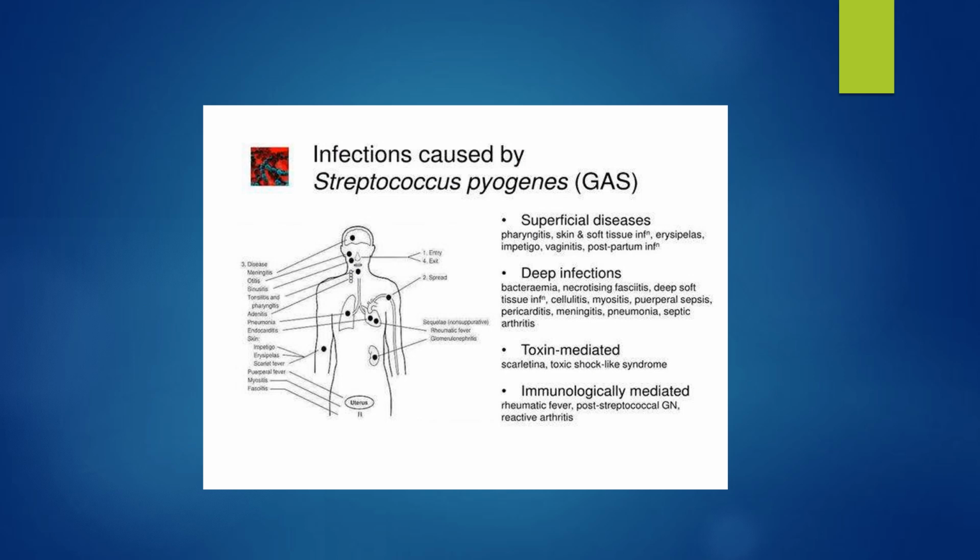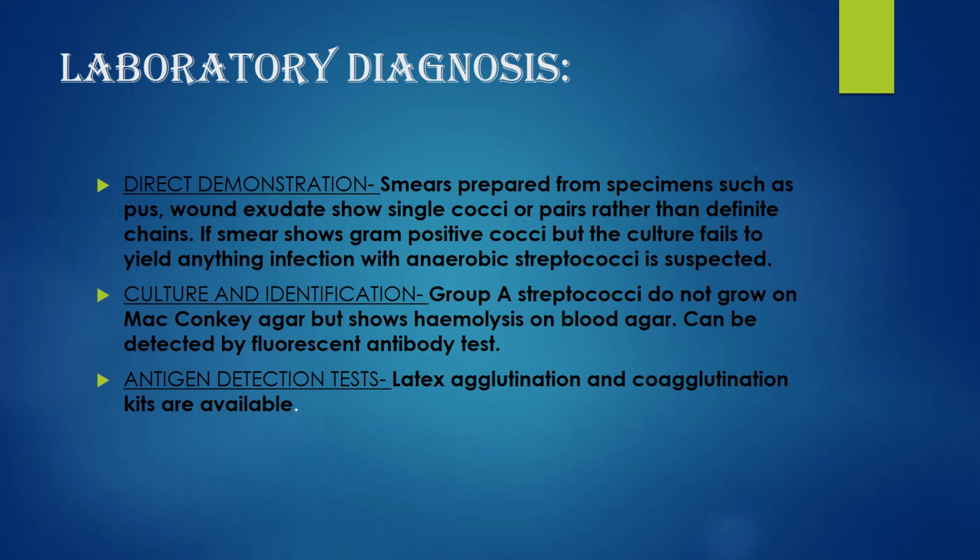Here, a list of various Streptococcus pyogenes group A diseases are listed, which are also known as GAS. Some of the diseases include superficial diseases like pharyngitis and vaginitis, deep infections like bacteremia and meningitis, toxin-mediated toxic shock-like syndrome, as we already saw, and immunologically mediated reactive arthritis. On the left-hand side, a figure is provided which indicates the various areas affected by group A Streptococcus pyogenes.